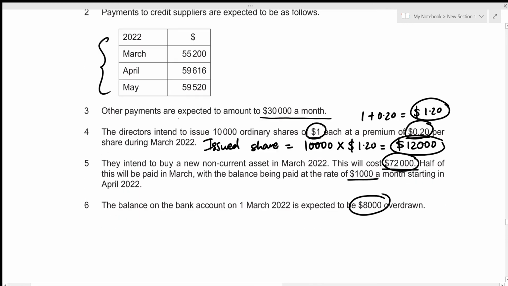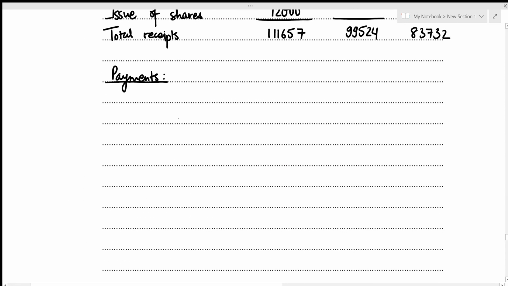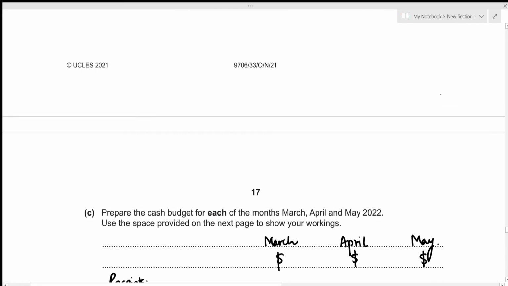Let's do that. So trade payables. And for the month of March, we had our trade payables to be 55,200. For the month of April, it was 59,616. And for the month of May, it was 59,520. Let's have a look at the information again.